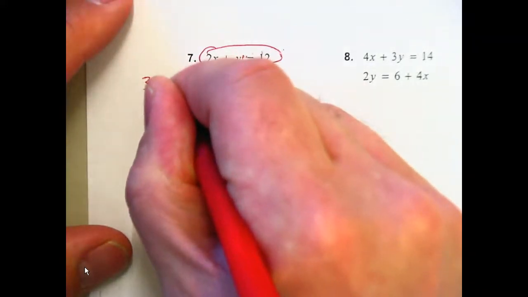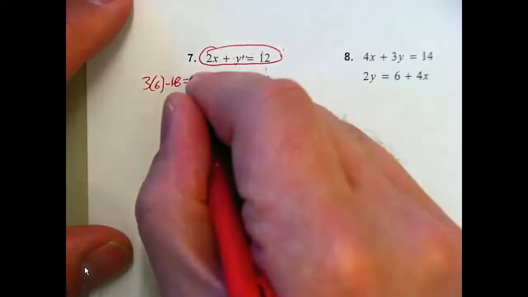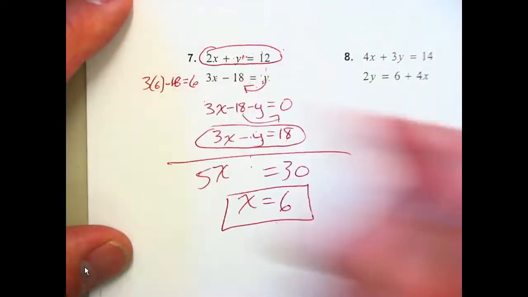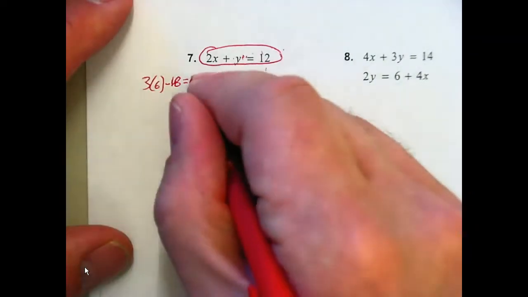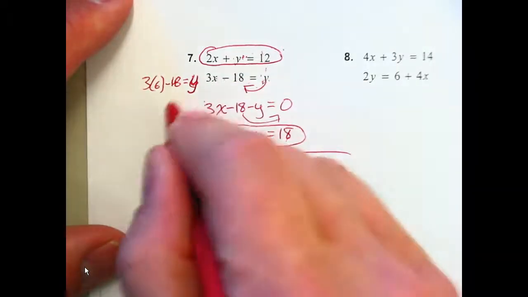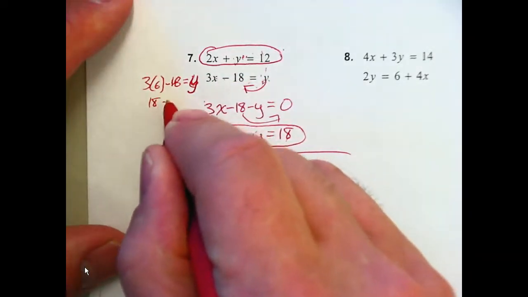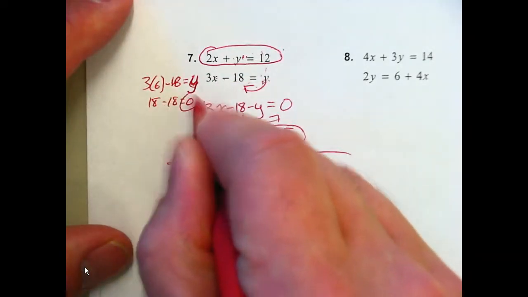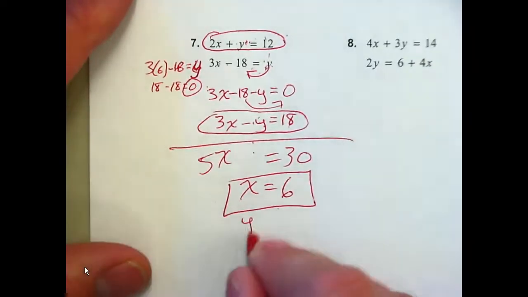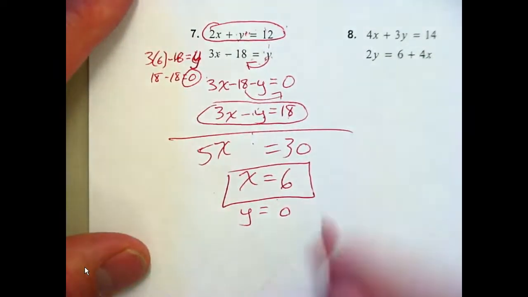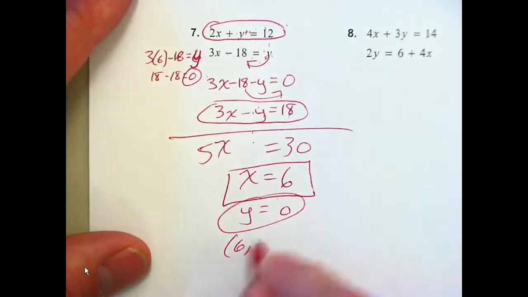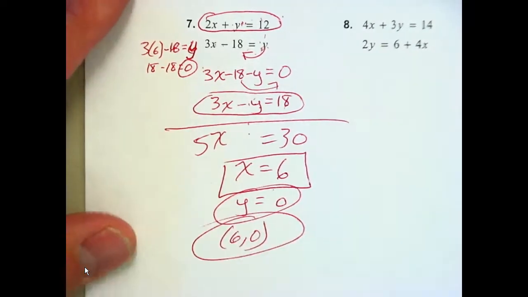Minus 18 equals 6. Oh, equals y, excuse me. Equals y. So, in this case, 18 minus 18 equals 0. Y is 0. Because 0 is our favorite number. Zero's our hero, man.